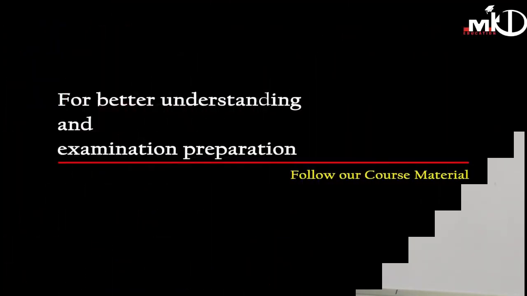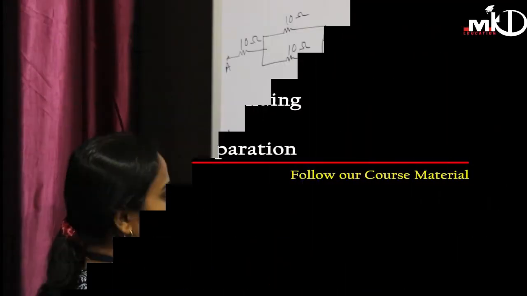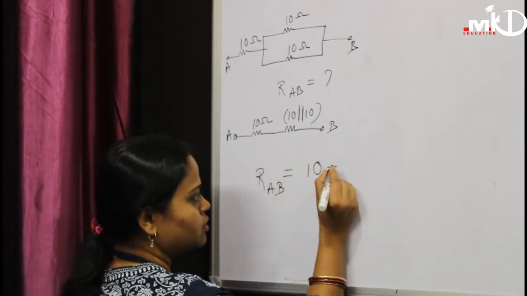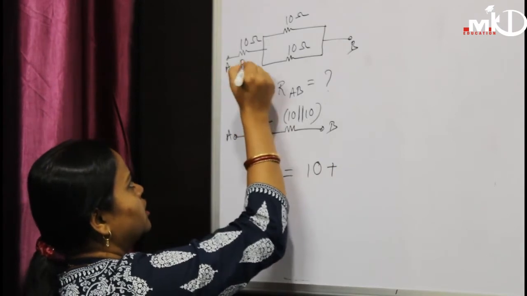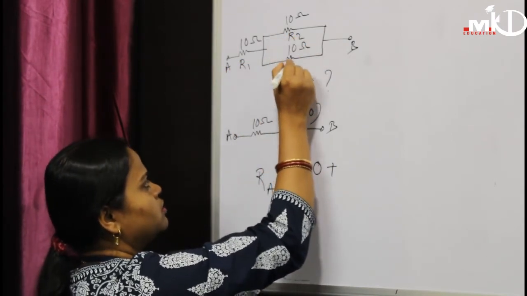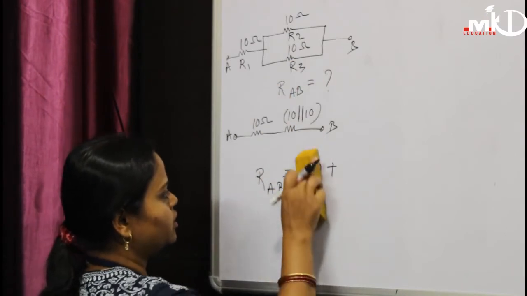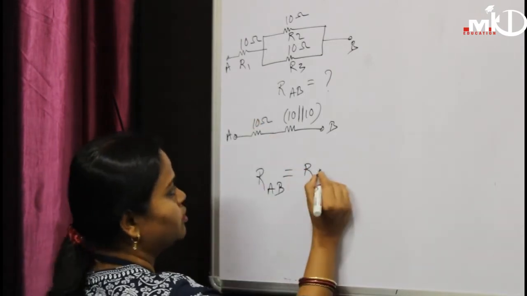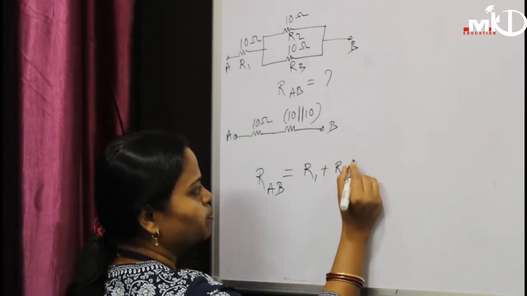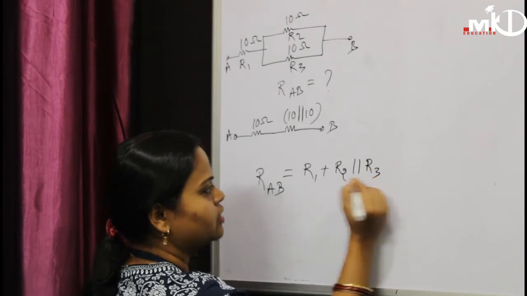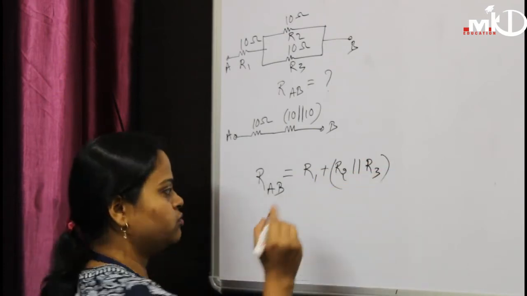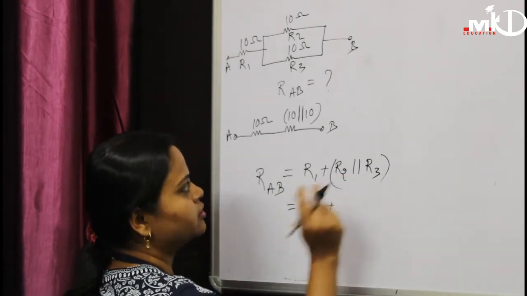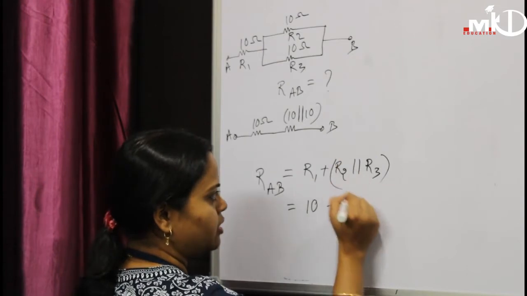So here I can simply write RAB is equal to this 10, or I will name this R1, R2 and R3. So I can write here this is R1 plus R2 parallel with R3. So now I will put the values. The value of R1 is 10, the value of R2 and R3 is also 10. So it is a parallel combination.